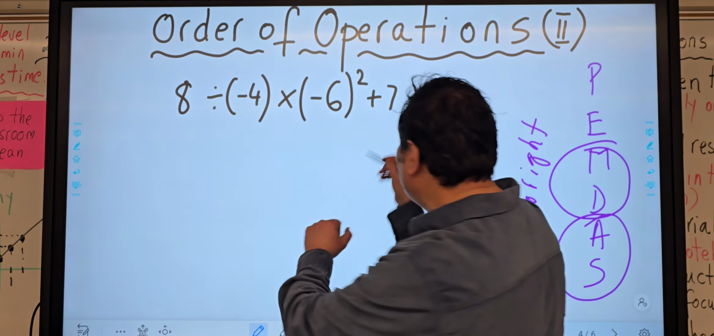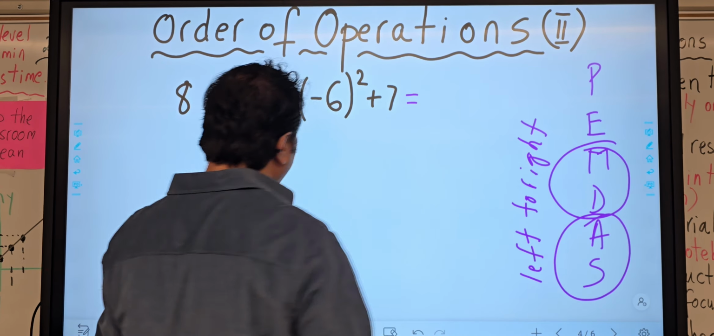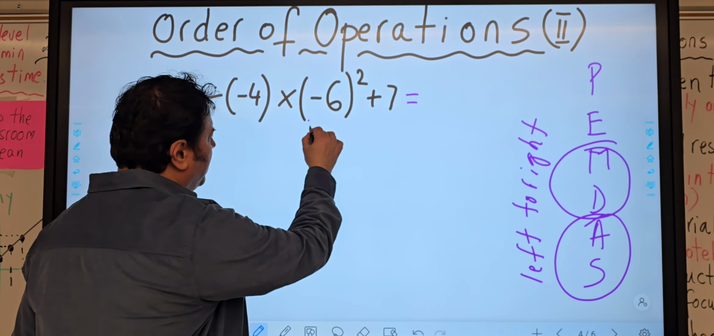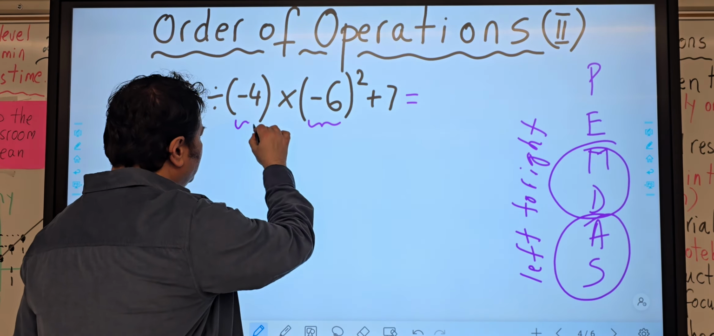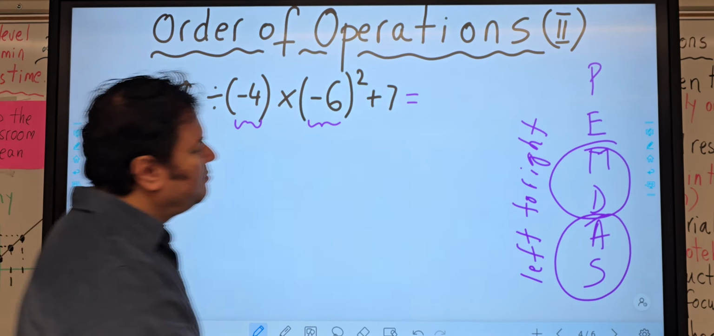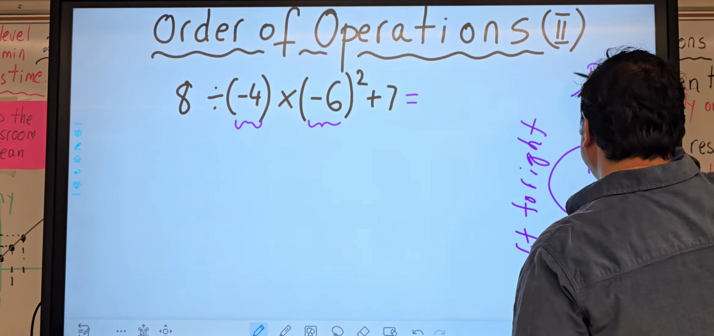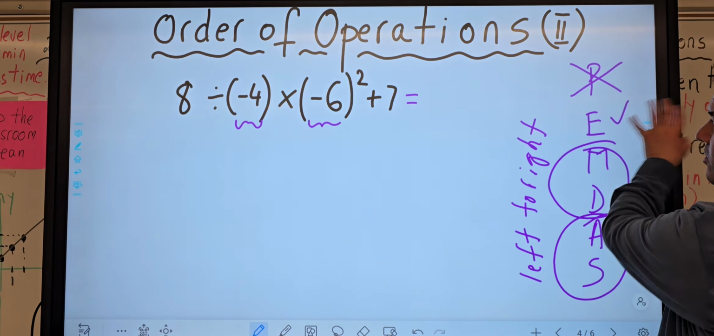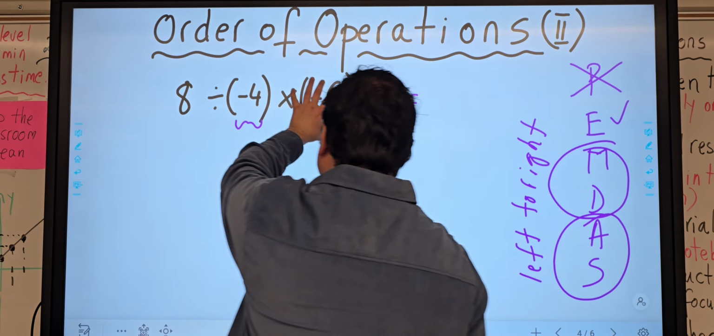Let's take a look at this problem now and see what we do next. So we have parentheses, but we have just a number. Okay? So we can skip the parentheses because we do not have more than a number inside the parentheses. But then let's look at the exponents. We have an exponent problem here.